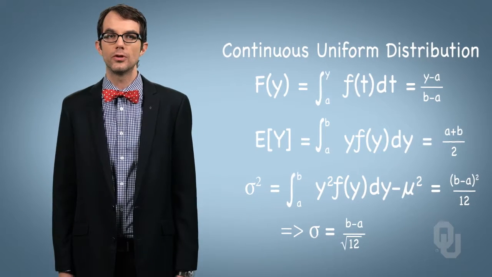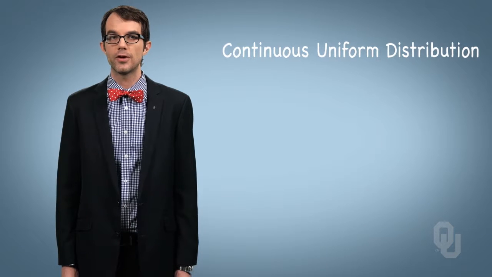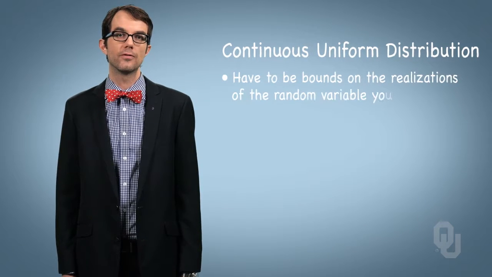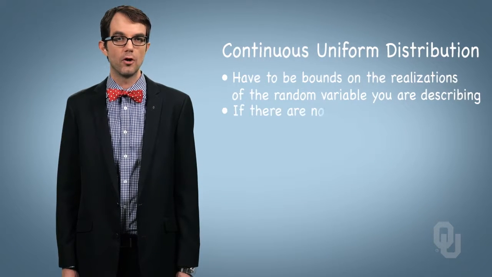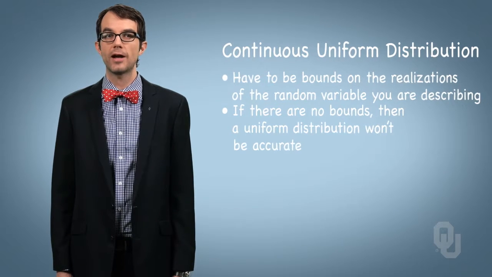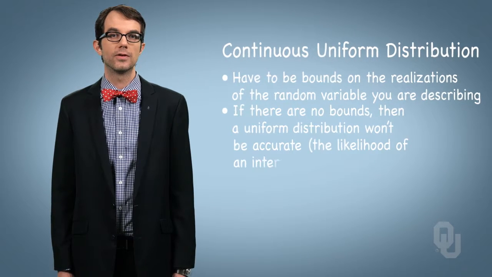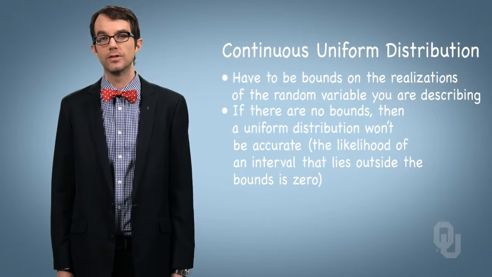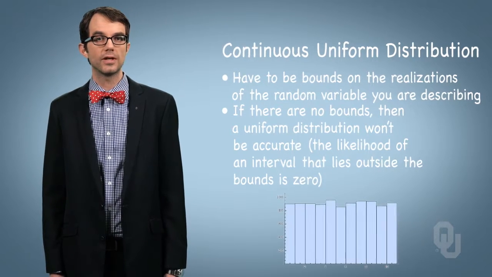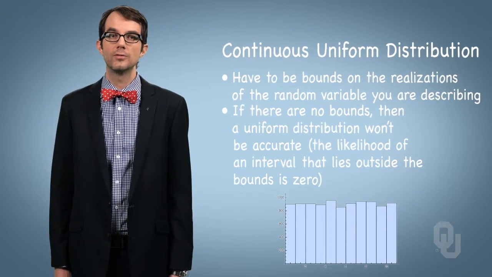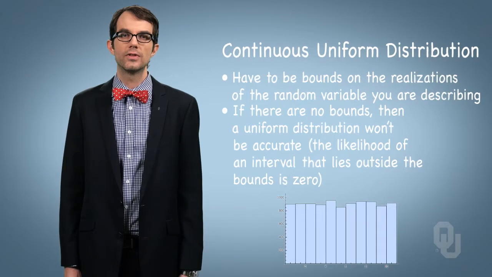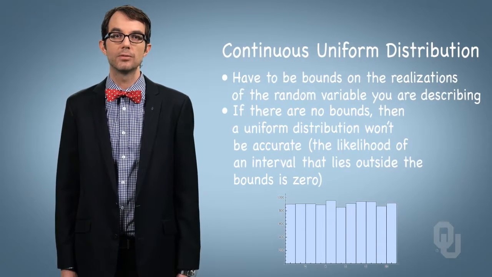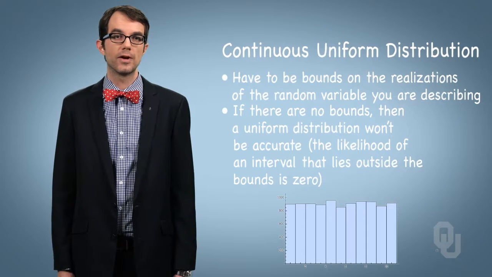So when would you use a uniform distribution? First, there have to be bounds on the realization of the random variable you're describing. If there are no bounds, then a uniform distribution won't be accurate. That is, the likelihood of an interval that lies outside the bounds is 0. Also, if you collect some data and the histogram generated for those data shows the classes of the histogram are roughly equally likely to occur across the bounds of the variable.